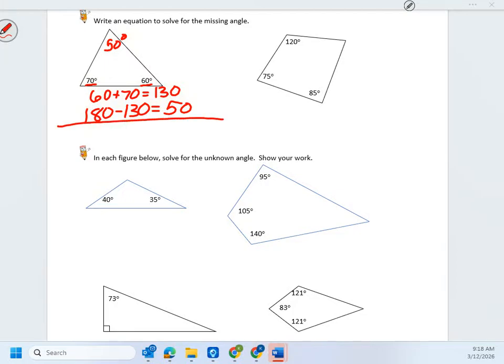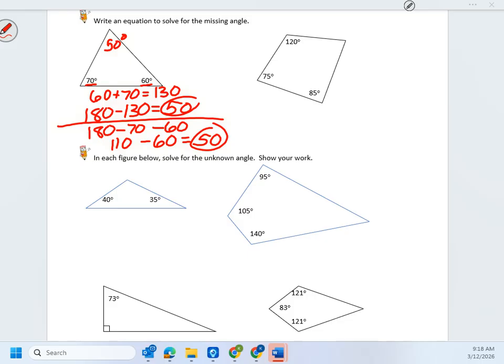Another way, we could say that total of 180 degrees minus 70 degrees and then minus that 60 degrees. 180 minus 70 is 110. 110 minus the 60 gets us that same 50 degrees. So it's whichever way you're comfortable working with those numbers. Do you want to add the ones together that you have and then subtract it from that total? Or do you just want to take the total of 180 and subtract out all the ones that you have? You get the same answer either way.